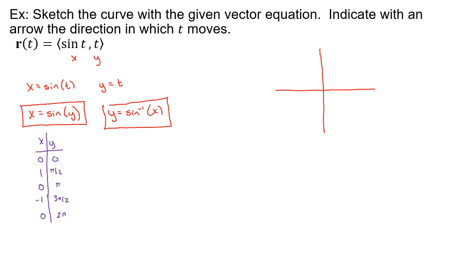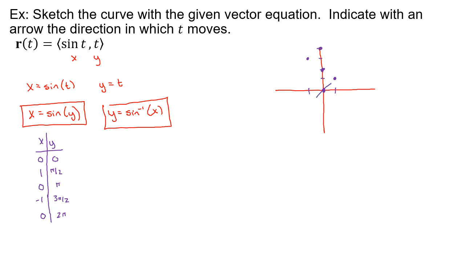And then you're going to plot these points in order because you need to know the direction in which the curve is moving. So I would start at 0, 0, then I would go to 1, we'll just call this pi over 2. Then I'm going to go to 0, pi, so all these little marks are increments of pi over 2's. Then you're going to go to -1, 3 pi over 2. And then finally 0, 2 pi.